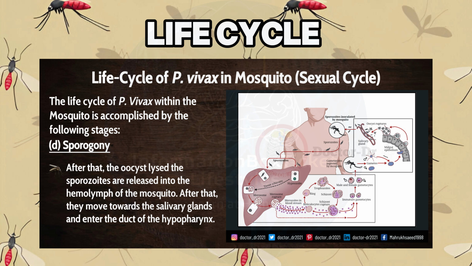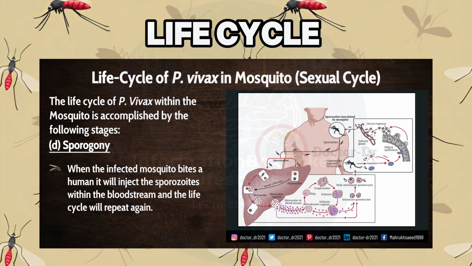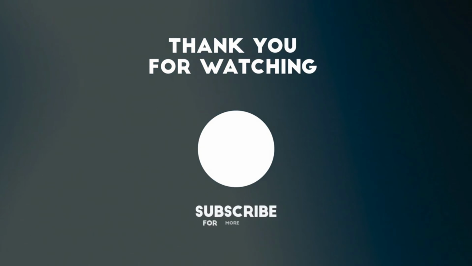After that, they move towards the salivary glands and enter the duct of the hypopharynx. When the infected mosquito bites a human, it will inject the sporozoites into the bloodstream, and the life cycle will repeat again.